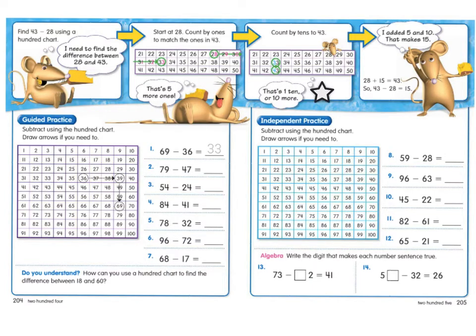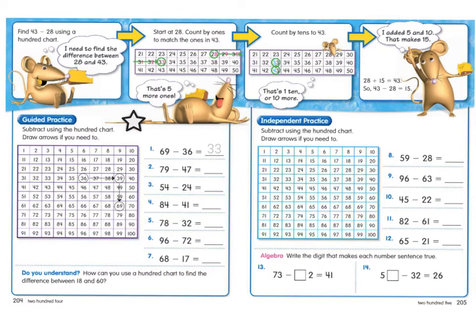Then the next box says count by tens to 43. And since they only took 1 hop down, that's 1 ten or 10 more. I added 5 and 10, that makes 15. So 28 plus 15 equals 43. So 43 minus the 28 equals 15. It's just the turnaround fact. Now go to guided practice.